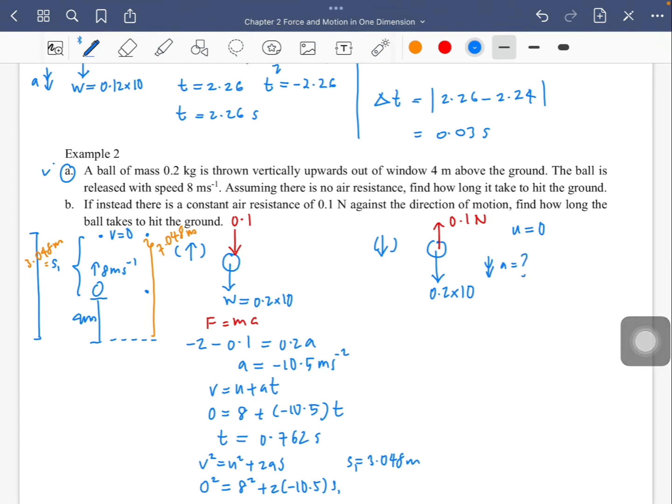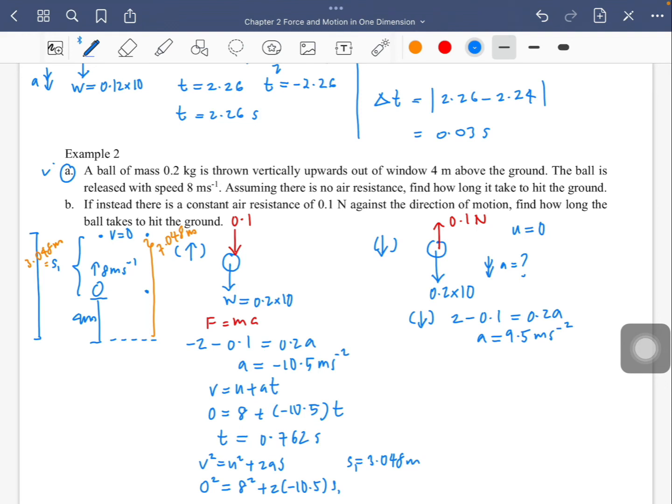So F equals ma. What forces are involved here? Since downward is the direction of motion, we assume downward as positive. So we get 2 minus the air resistance. Why minus? Because the air resistance is acting up, which is opposite to the direction of motion. So we get 2 minus 0.1 equals the mass of the object, 0.2, multiplied by the acceleration going downward. So the acceleration here is 9.5 meters per second squared. It is positive when going downward.